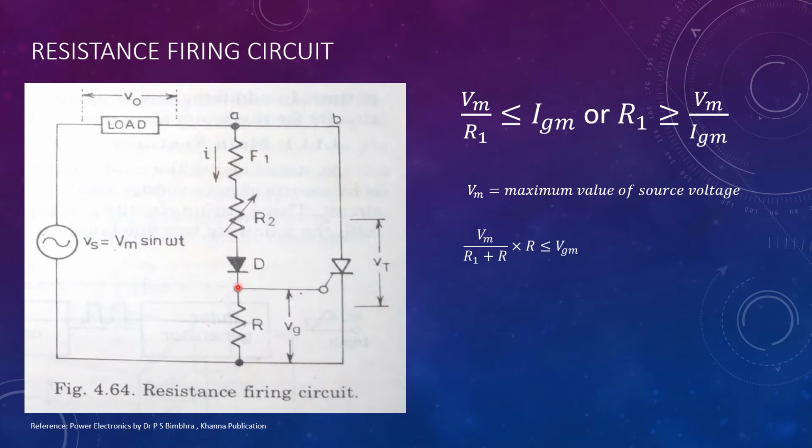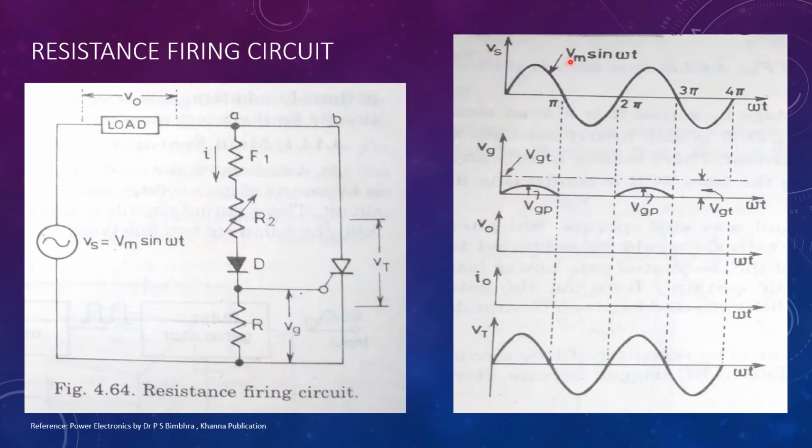Diode D allows flow of current during the positive half cycle only. That is, gate voltage Vg is a half wave DC pulse. The amplitude of this DC pulse can be controlled by varying the resistance R2. The figure on the right shows the waveforms for a resistance firing circuit. On the top, we have the source voltage Vs equal to Vm sin omega t as a sine function, where Vm is the peak value of the sine wave.